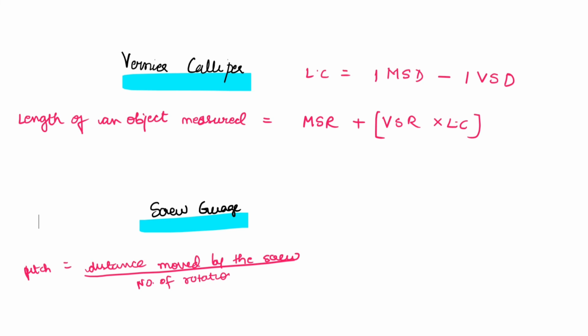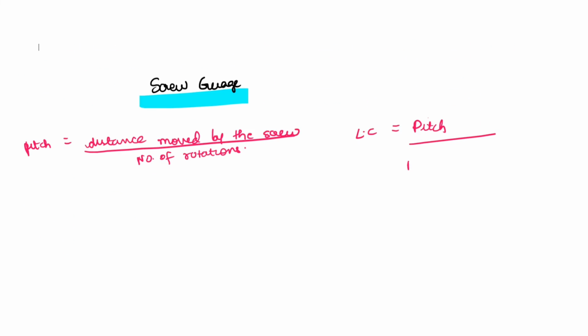Second formula you need to remember is the least count. That is, least count is equal to pitch by the number of divisions in the circular or head scale. Head scale, circular scale, both are the same.